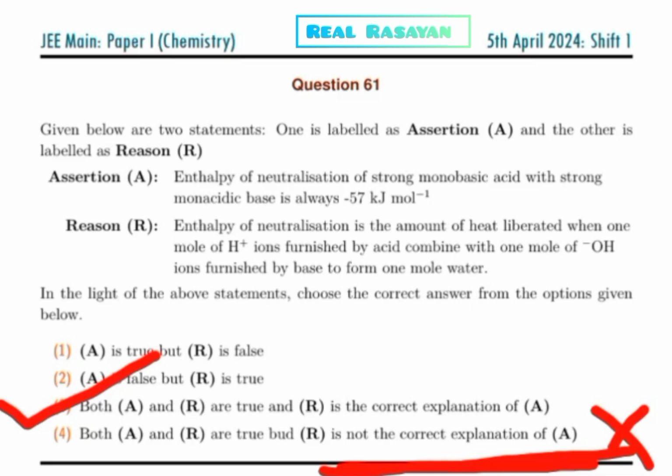So this was the question of JEE Mains first shift 2024. Hope it is clear. Stay connected for the next question of the series.